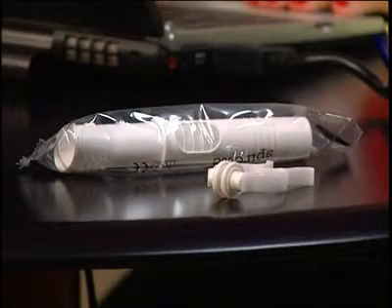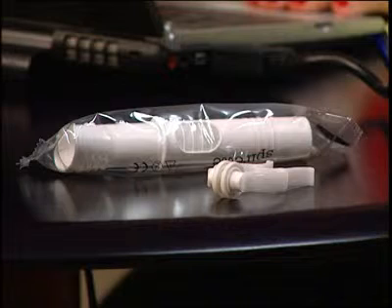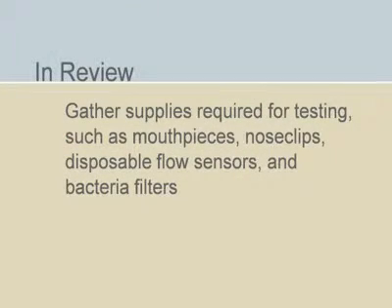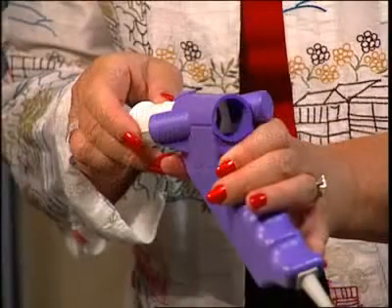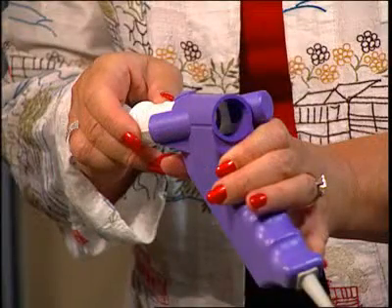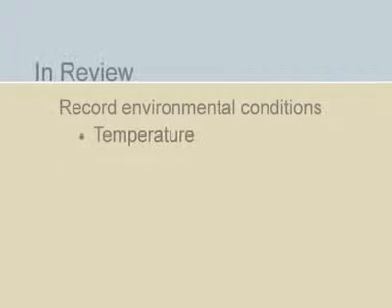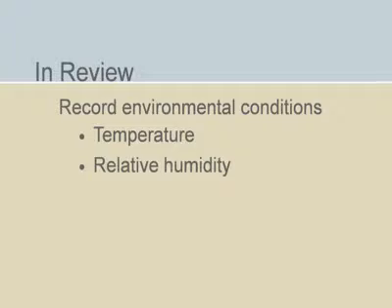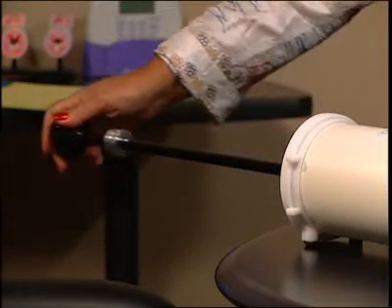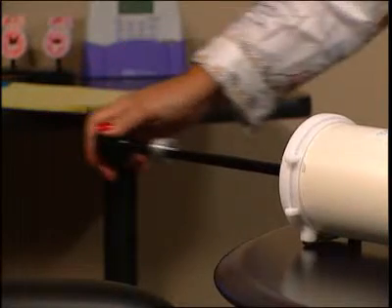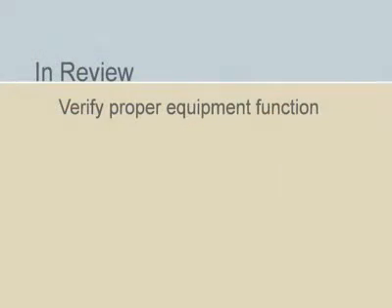When the equipment requires a warm-up period, turn it on before the patient arrives. Gather the supplies required for testing, including mouthpieces, nose clips, and, when applicable, disposable flow sensors and bacteria filters. Disposable flow sensors and/or bacteria filters must be changed between patients. Record temperature, relative humidity, and barometric pressure. Perform a calibration check using a 3-liter volume syringe each day of testing, and if the room temperature changes 5 or more degrees Fahrenheit.